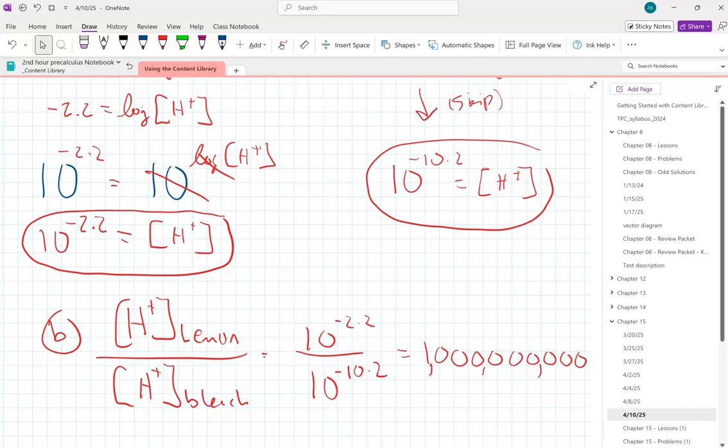That's 10 to the 8th. Woo, buddy, that's a lot more hydrogen ions. So again, a difference in 1 pH means a factor of 10 change in the hydrogen ion concentration.